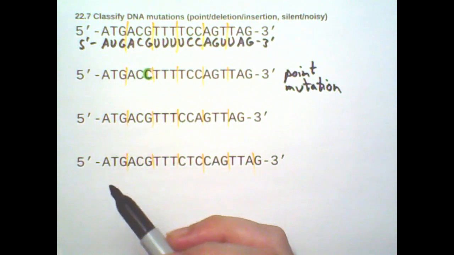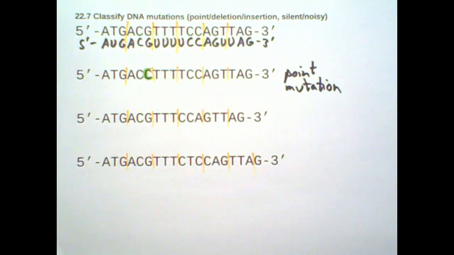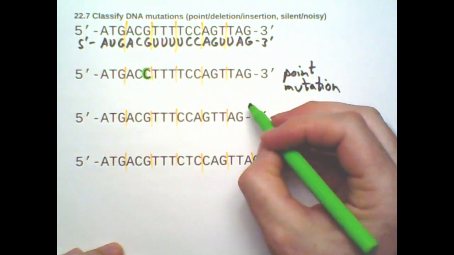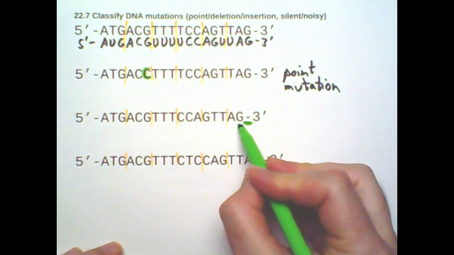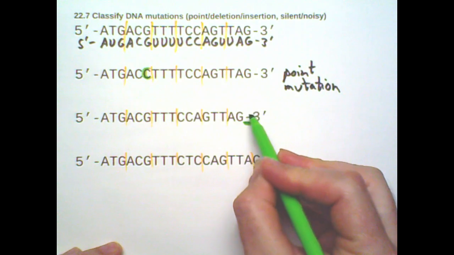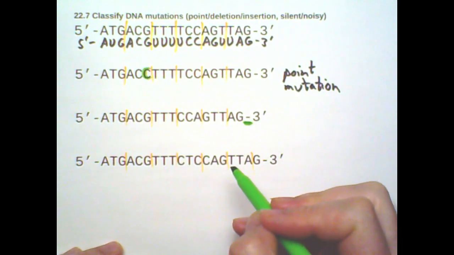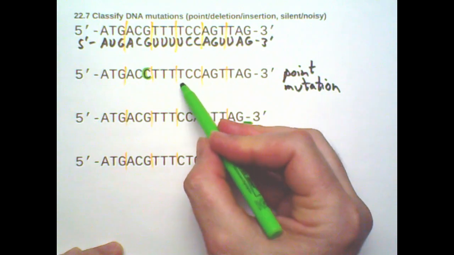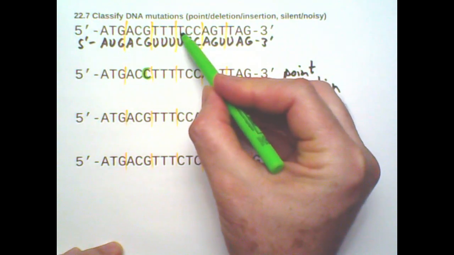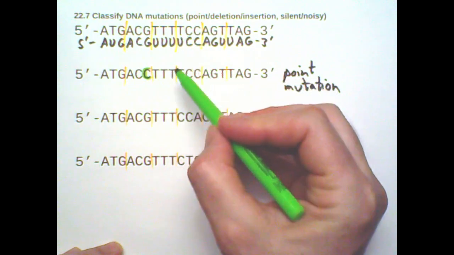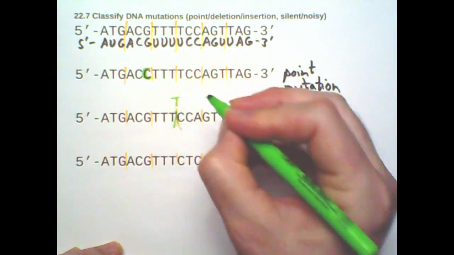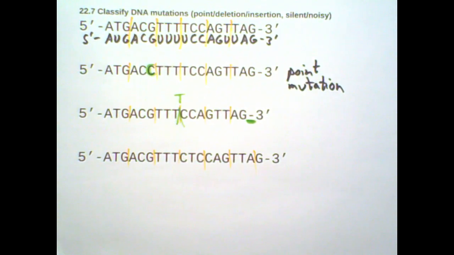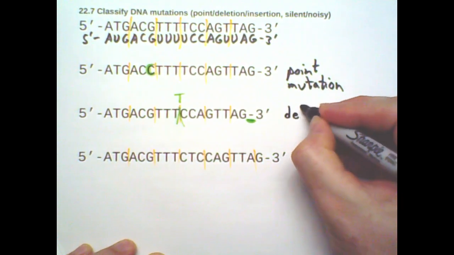Look at the next one. On this next one, it's one shorter. So this last codon is missing a letter. And where does that happen? That happens with this T. There is a missing T. That is called a deletion.